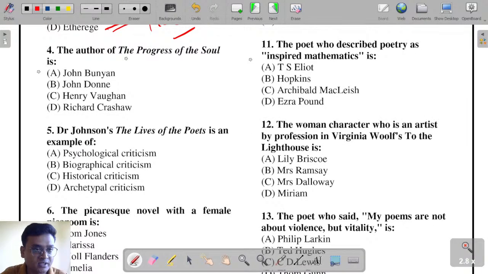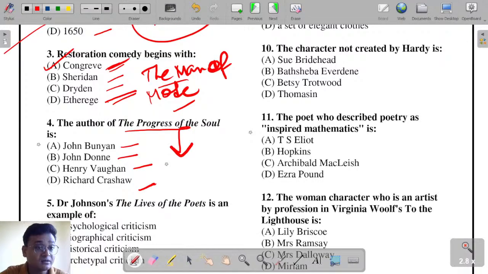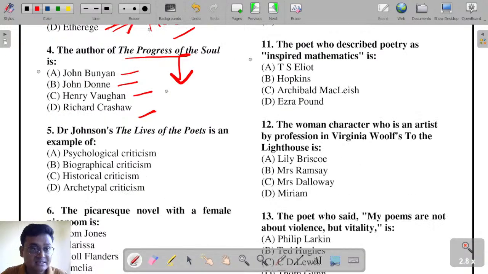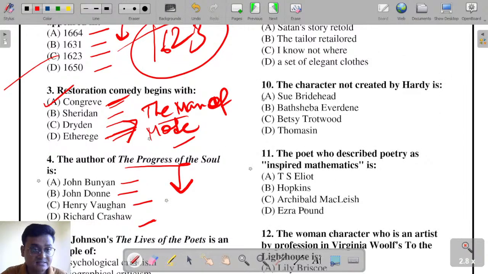The author of The Progress of the Soul: John Bunyan, John Donne, Henry Vaughan, or Richard Crashaw? Who has written The Man of Mode or Sir Popling Flutter? Do answer in the comment box. The Man of Mode is by George Etherege, and its subtitle is Sir Popling Flutter.